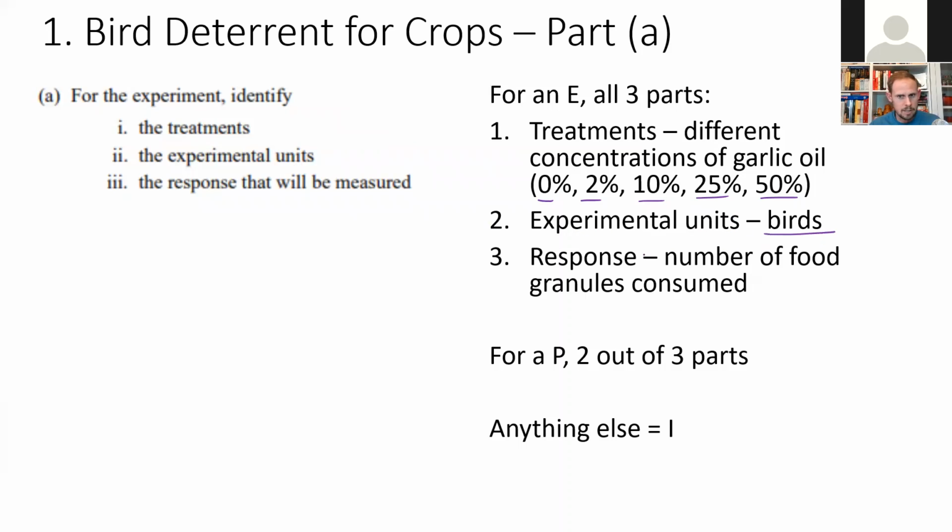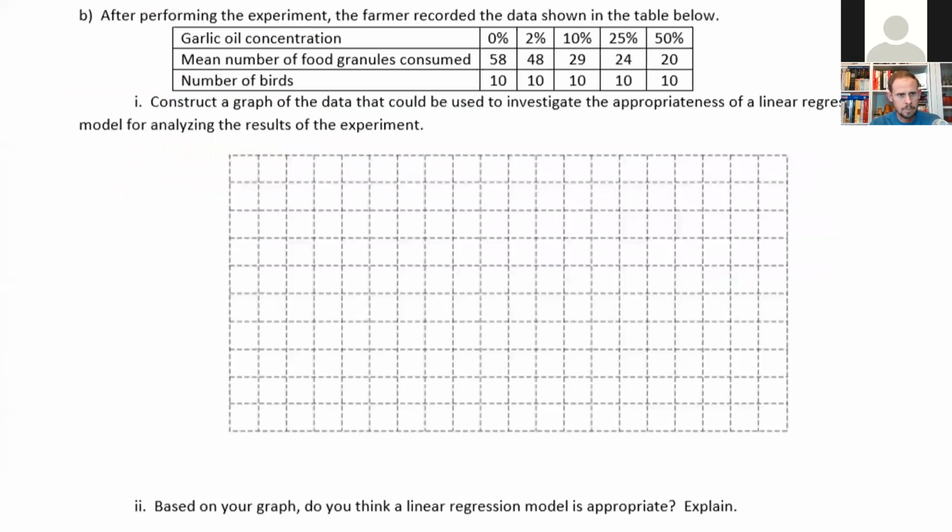Experimental units are the birds. The response is the number of food granules consumed. If you got all 3 of that, that is an E for part A. If you only had 2 of them, that is a P. Anything else is an I, no points.